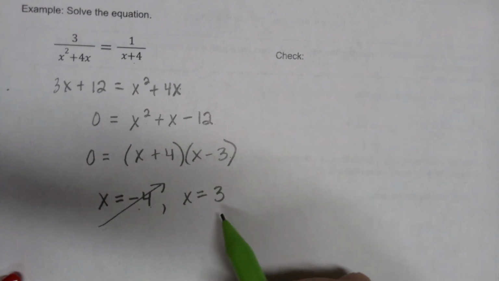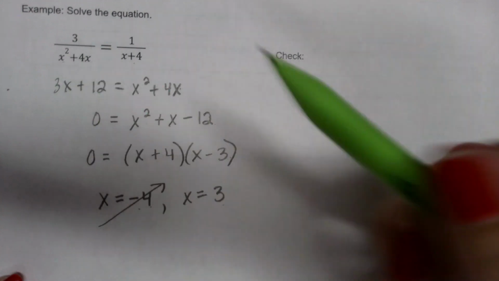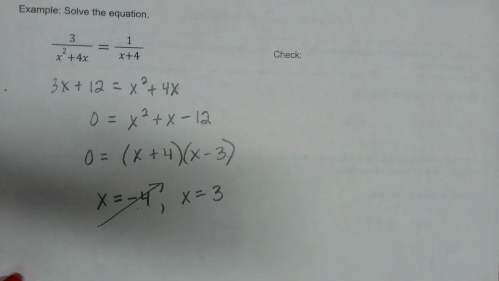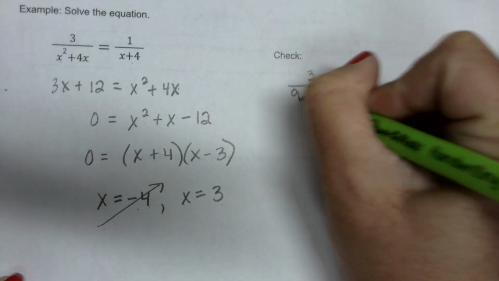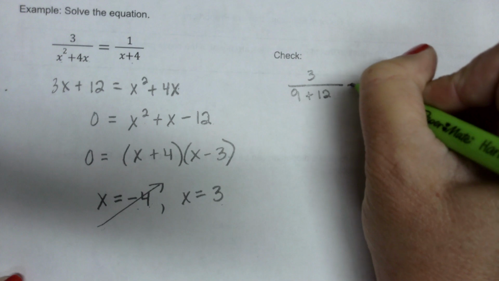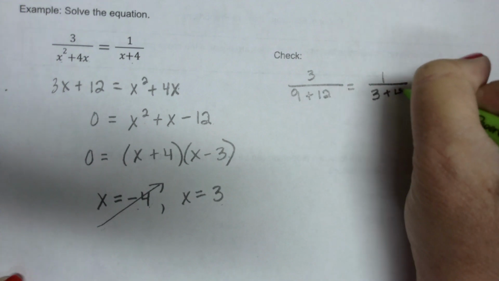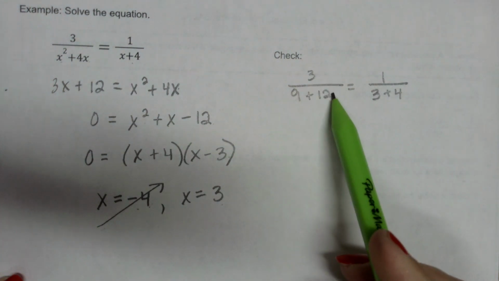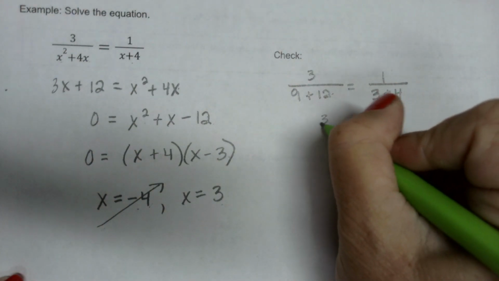Okay, so now if I plug in 3 real quick, I'm going to get 9 plus 12, that's not 0. 3 plus 4, that's not 0. So now I'm going to check my number 3. So I'm going to have 3 over 9 plus 12, and I want to see if that's the same as 1 over 3 plus 4. So just doing some mental math, this would be 3 over 21. This would be 1 over 7.